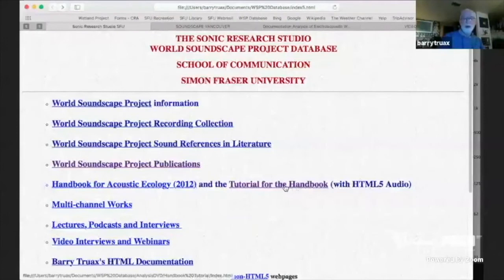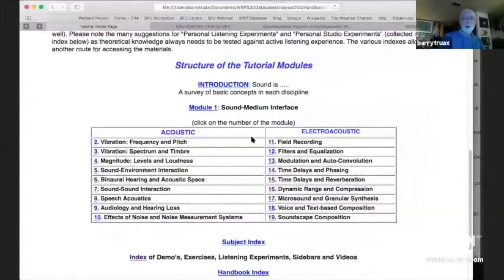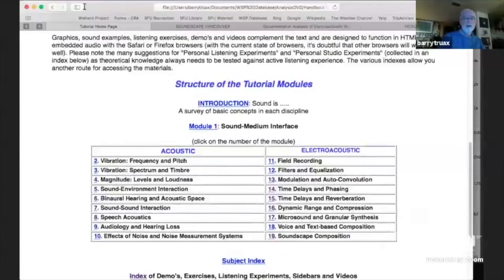And there is an online tutorial for the Handbook for Acoustic Ecology with 20 modules that are useful for teaching and learning. That can be done individually or as a group, which I'm actually leading now, a very international group. It works very well for webinars. Okay, but back to the soundscape, very briefly.